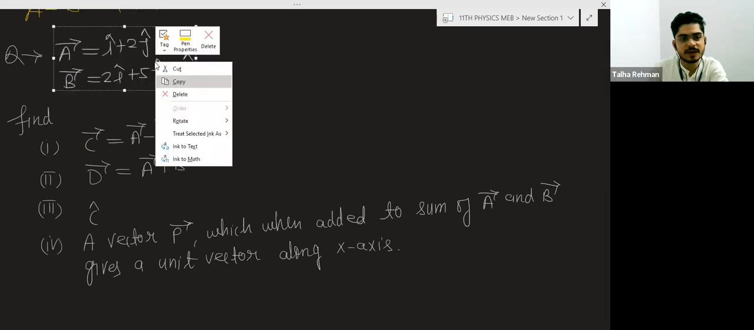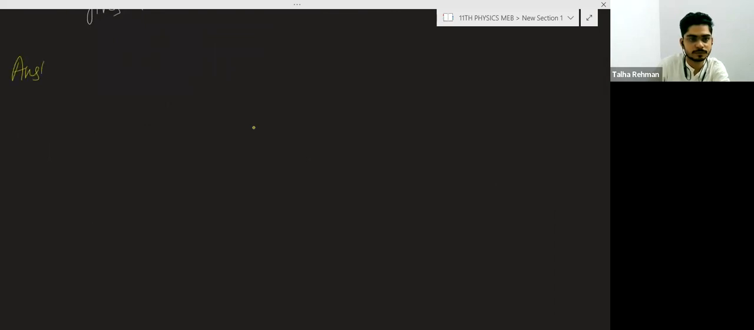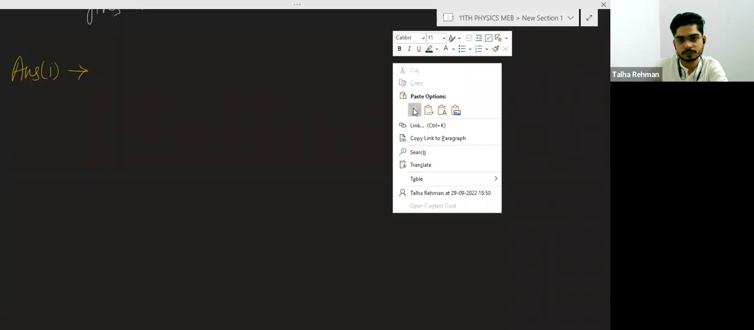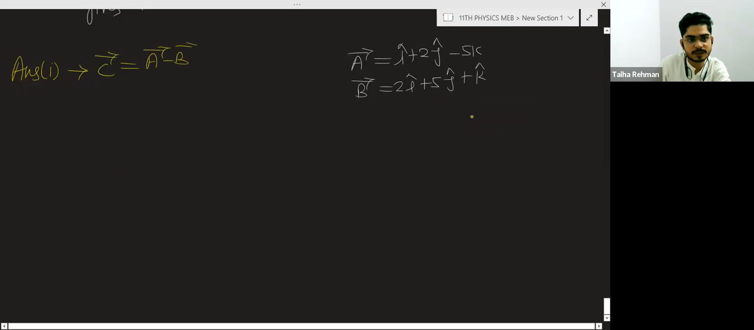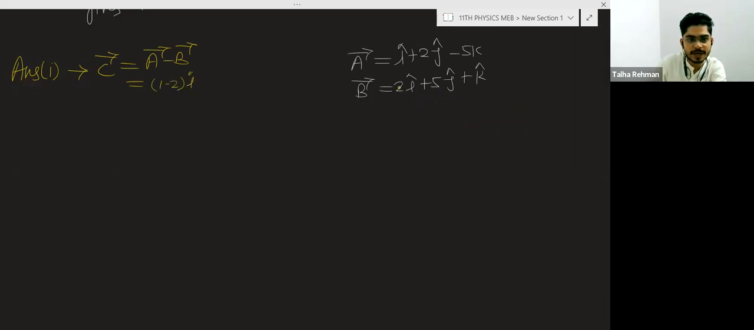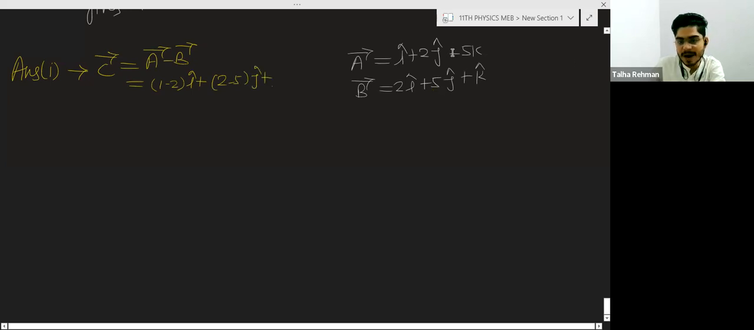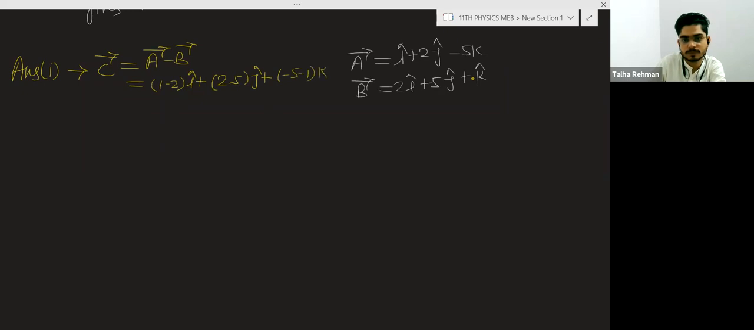So first case, we will find a C vector which is equal to A vector minus B vector. Basically, we will just subtract this A vector with B vector. So how we will subtract? Here is 1, here is 2. So we will write 1 minus 2 of i cap plus 2 minus 5 of j cap plus minus 5 minus 1, here minus 5, here minus 1, of k cap. So finally you will have minus i cap, minus 3j cap and minus 6k cap. So this will be your C vector.